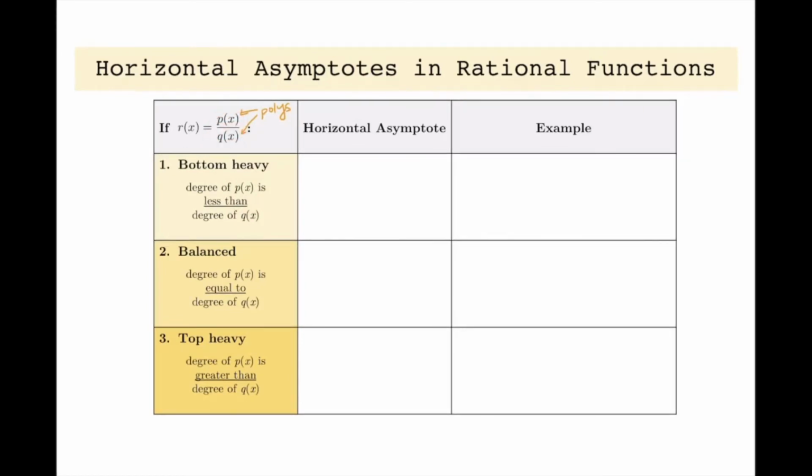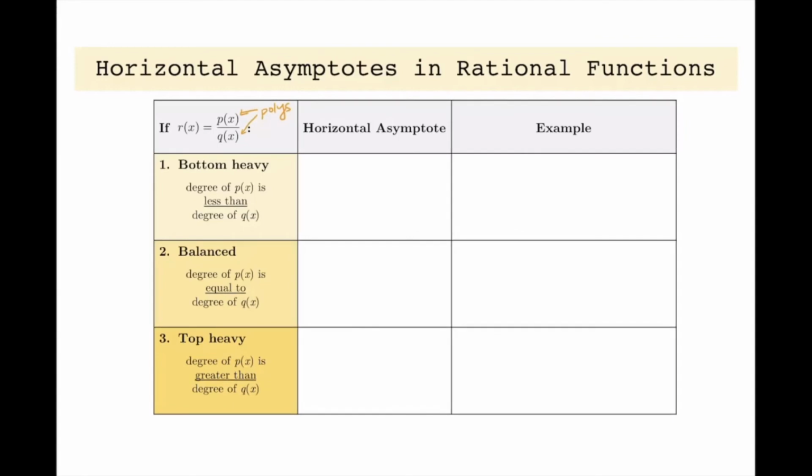The second possibility is that the function is what I'd call balanced, where the degree of the numerator is equal to the degree of the denominator. Then the third and last possibility is what I'll call top-heavy. This is where the degree in the numerator is larger than the degree in the denominator.